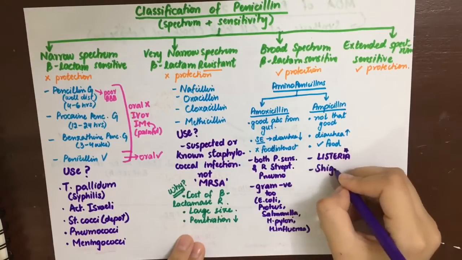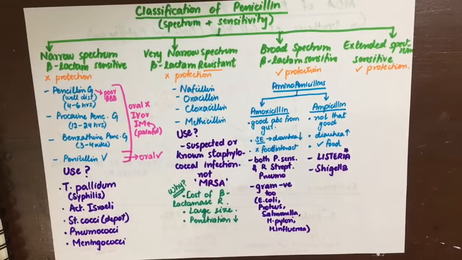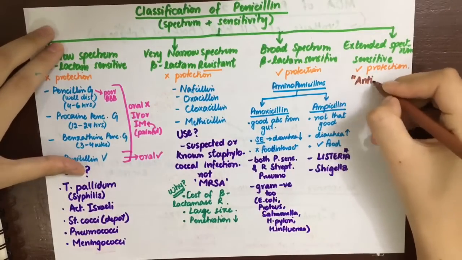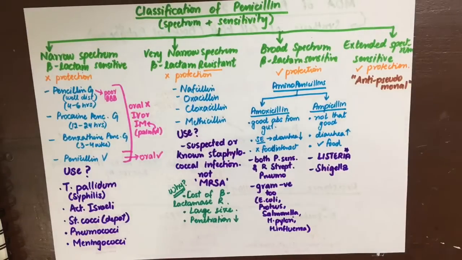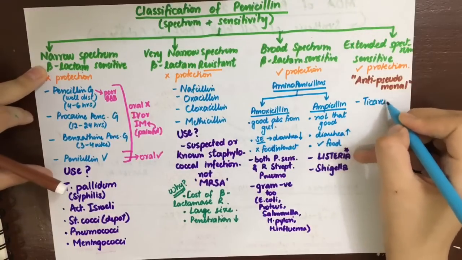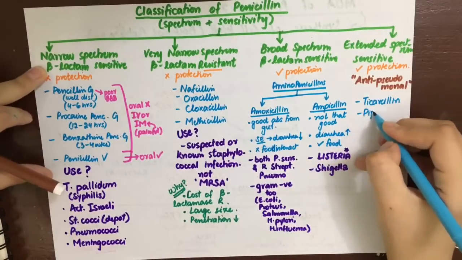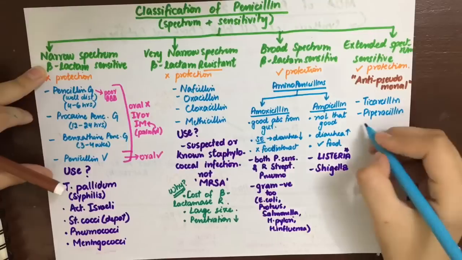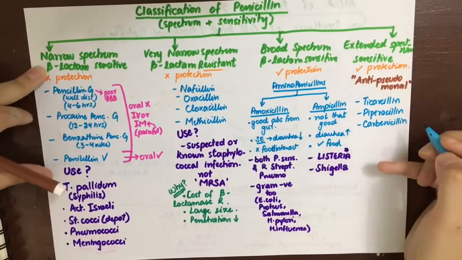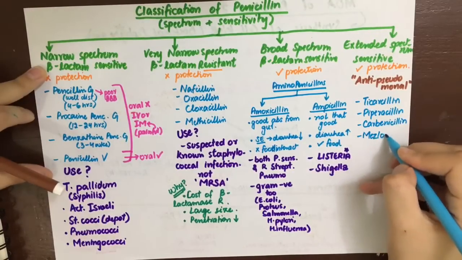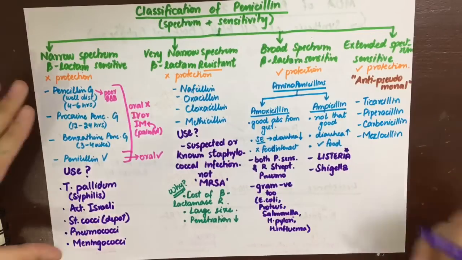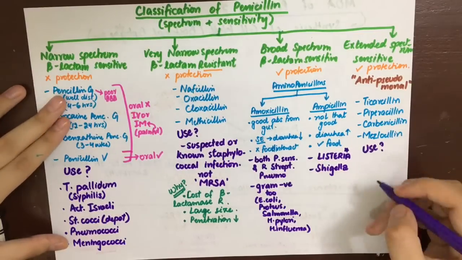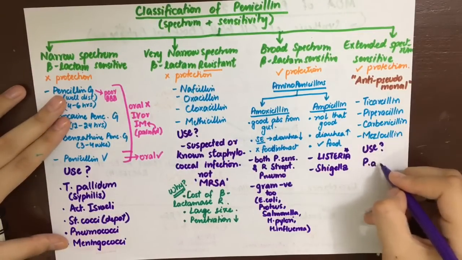The last of the penicillins are the extended spectrum penicillins that include carboxypenicillins and ureidopenicillins. They're also known as anti-pseudomonal penicillins because Pseudomonas aeruginosa, that is the cause of different infections in hospitalized patients and burns patients, remember? This organism is specifically very susceptible to these antibiotics. They include ticarcillin, piperacillin, carbenicillin, and mezlocillin.